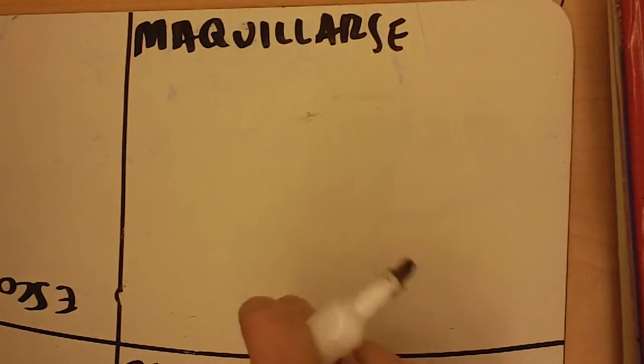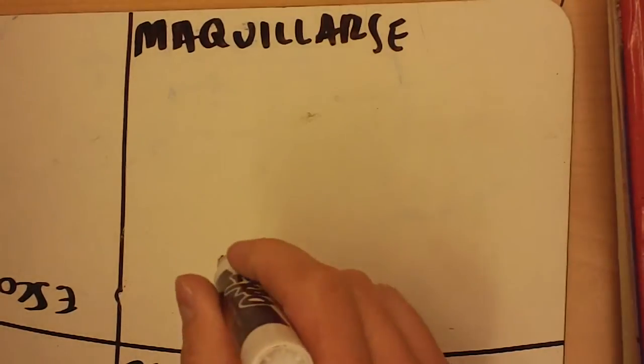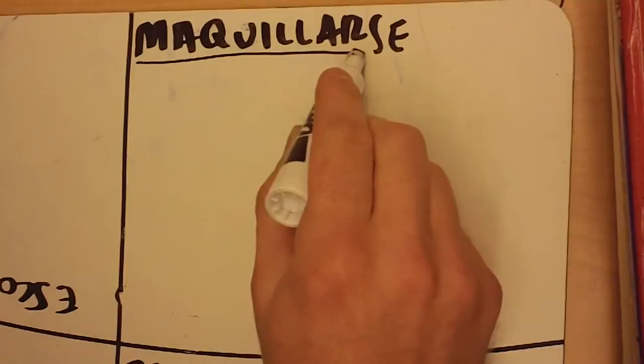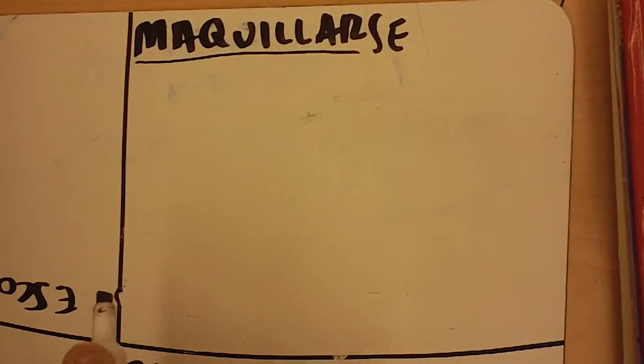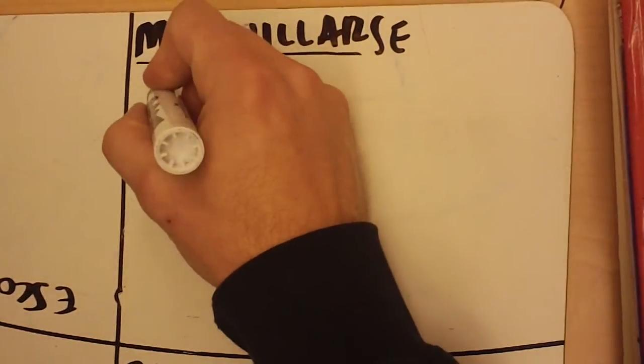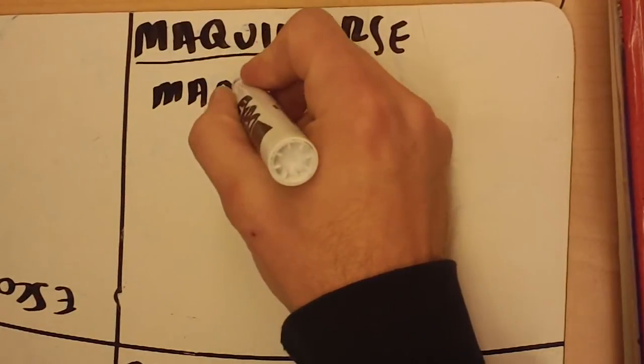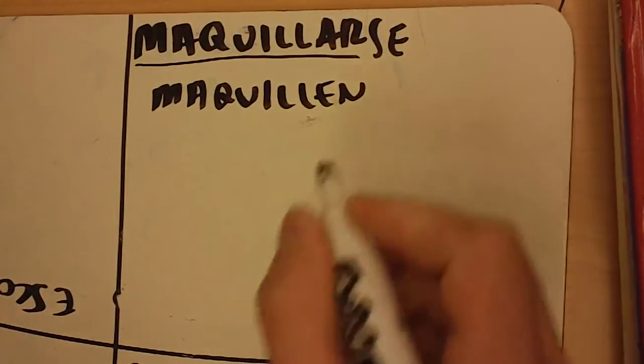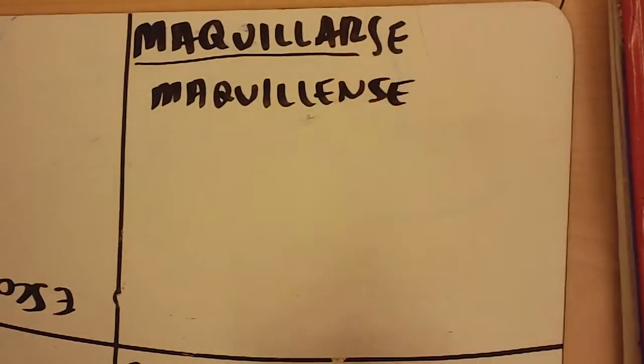So I'm going to attach that to the end of my command. First, let's figure out what the affirmative ustedes command for maquillar would be. If we're thinking opposites, it'll be maquillan. And then, like I said a second ago, we're going to attach the se.